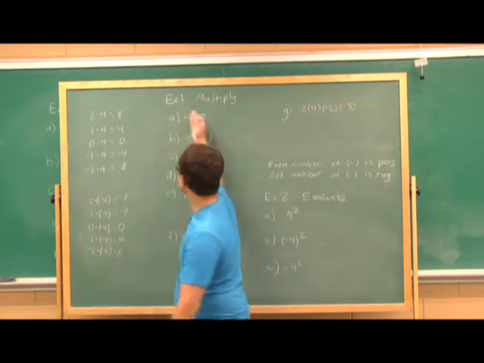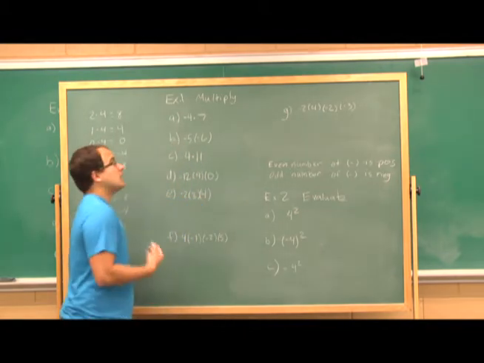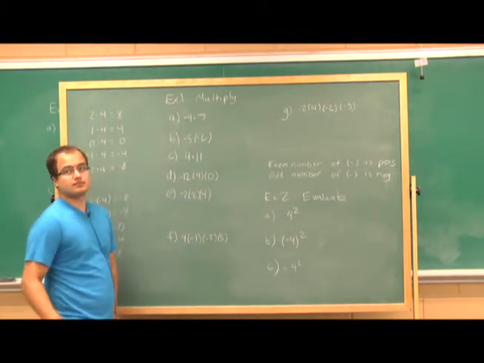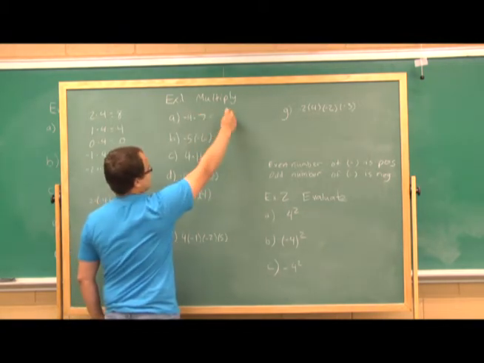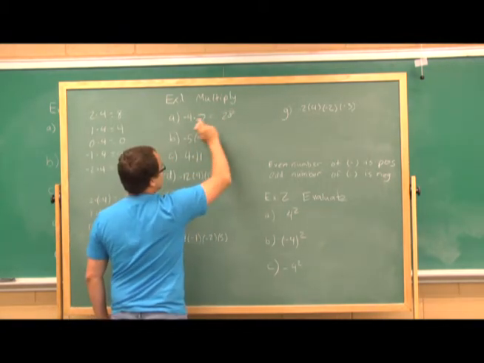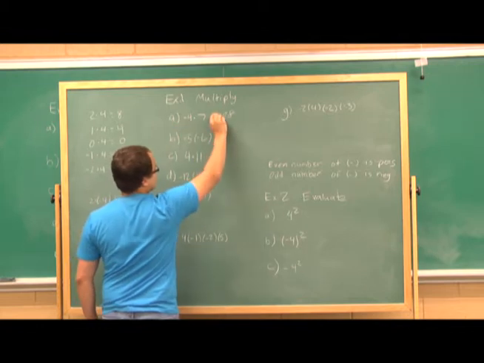So let's just move on to example 1, multiply. A, negative 4 times 7. With multiplication, you just multiply the numbers out. So 4 times 7 is 28. Since it's opposite signs, negative.